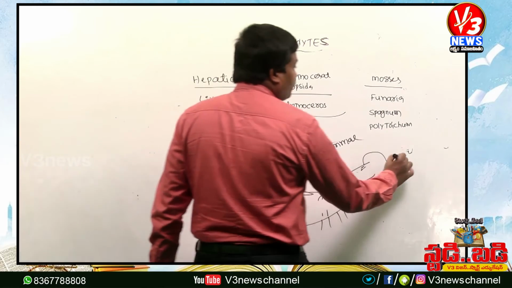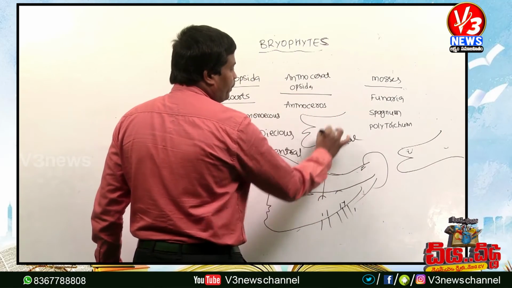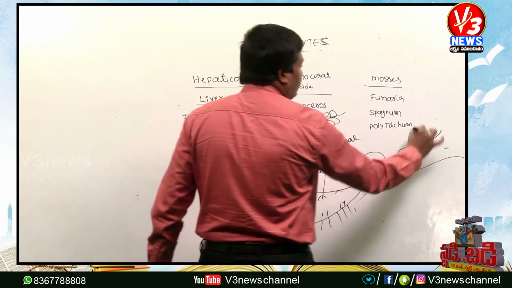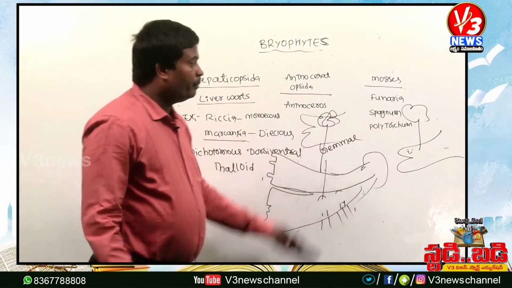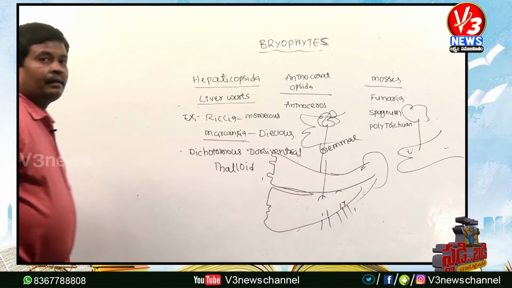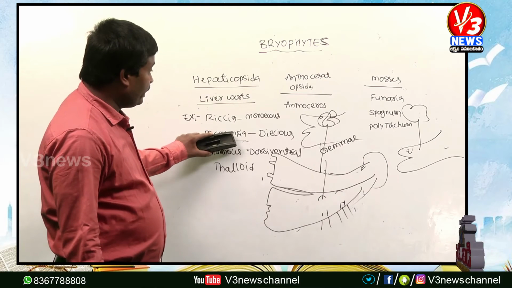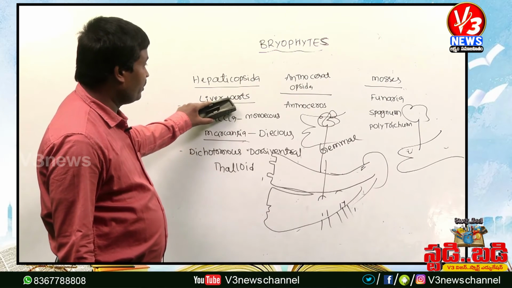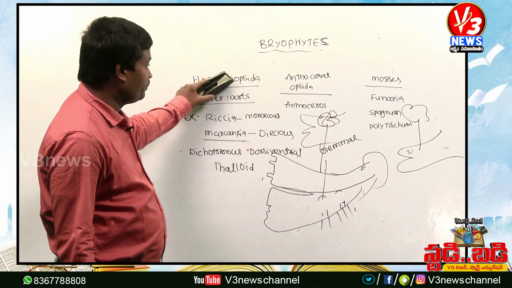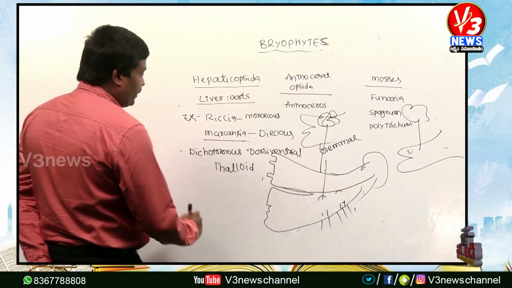For example, the male plant produces antheridium and the female plant produces archegonium. Male and female reproductive organs present on different plants is called dioecious. Very important: Marchantia is an example of the liverworts. Liverworts are included in Hepaticopsida, and Marchantia is dioecious.